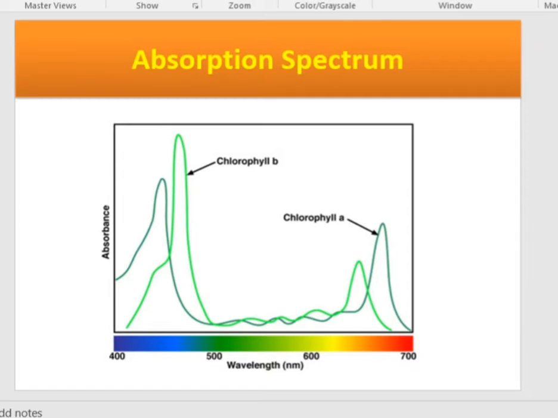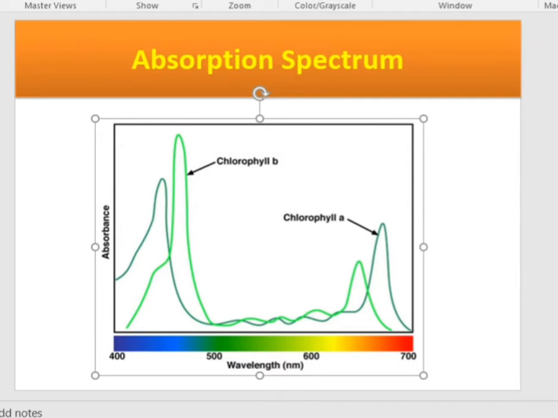So if you look at this, plants have chlorophyll B and chlorophyll A. What are the main colors that they absorb in? Blue and red. And then if you look, they absorb almost no green, and that's why chlorophyll is green. Remember, the color that you see is the color being reflected. So it absorbs blue and red, and it reflects green.